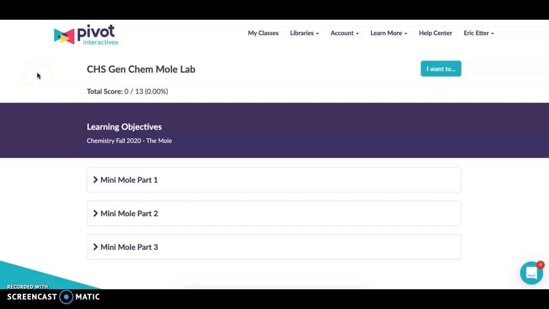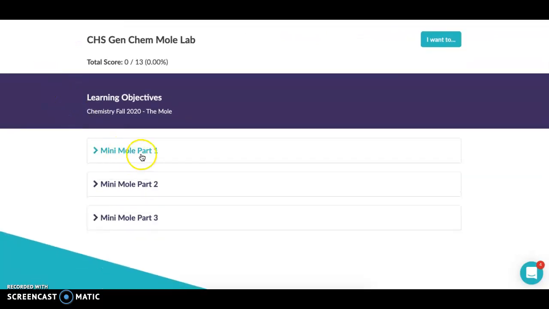This is the Mole Lab, and this entire week you have been practicing calculating moles, and this lab will continue to do that. When you open up the lab, you'll see there are three parts here. There's the Mole Lab Part 1, Part 2, and Part 3. Each one asks you to do something a little bit different with moles.